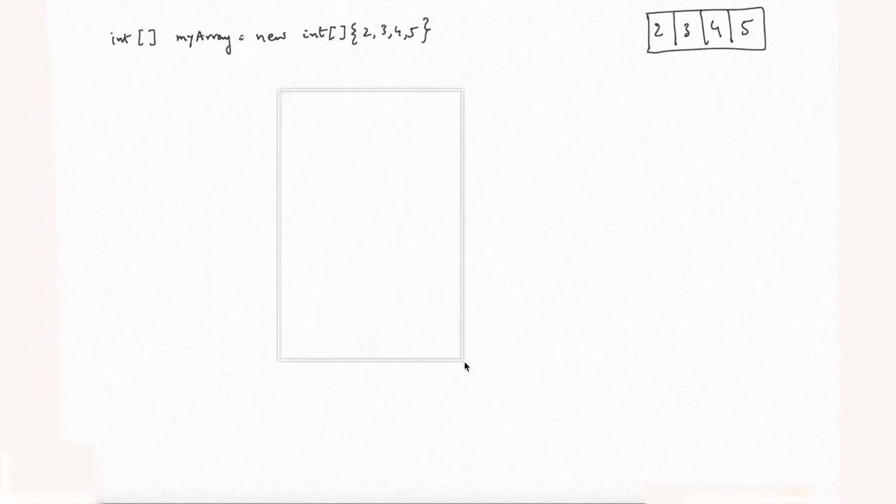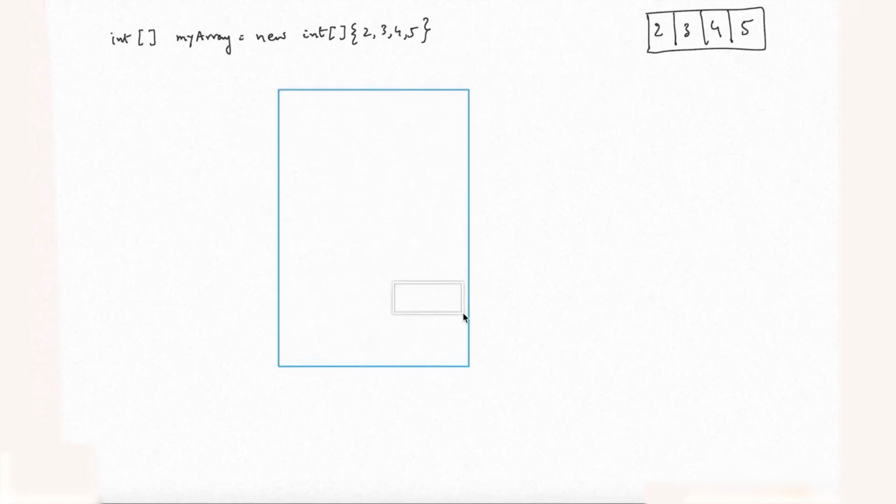So in your memory, for these 4 different integers, a big memory location is allocated, whatever is needed for these 4 integers. And 2, 3, 4, and 5 are stored there in binary, of course. But when we are trying to access my array, what are we accessing? Are we accessing this memory directly?